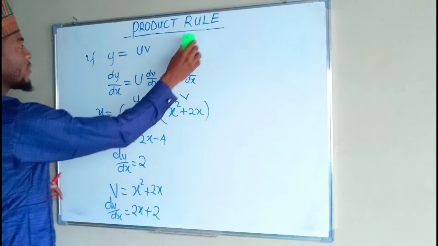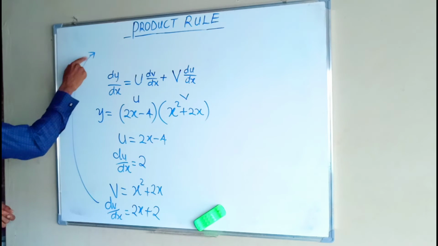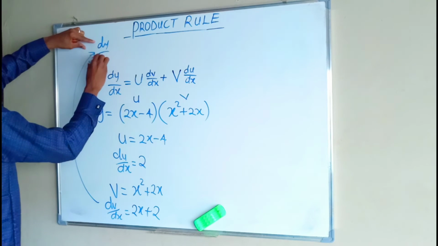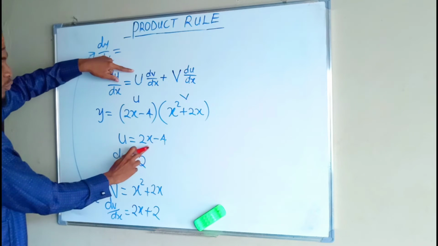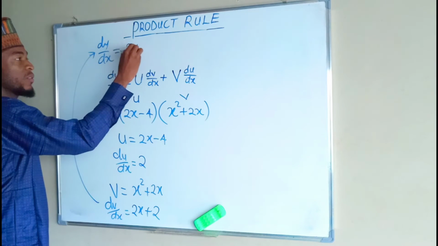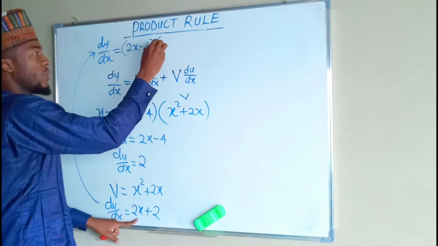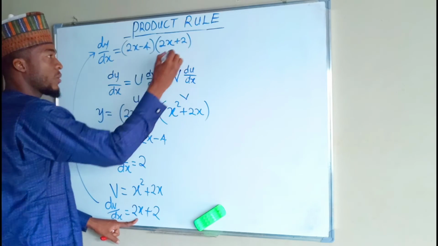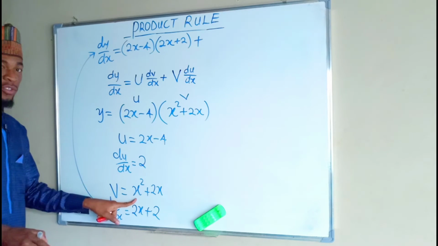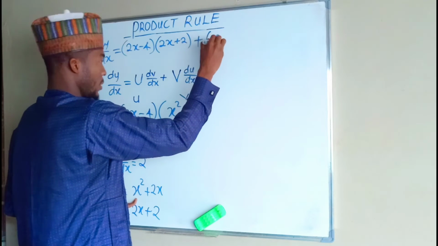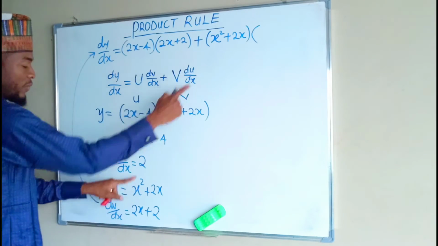Now let us substitute into this formula. dy over dx will be equal to u, and now u is 2x minus 4, times dv over dx, which is 2x plus 2, then plus v. v is x squared plus 2x, times du over dx, which is 2.